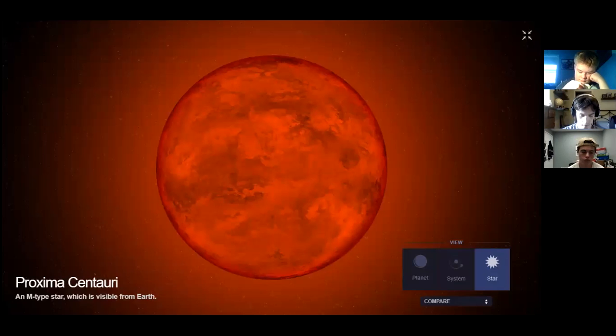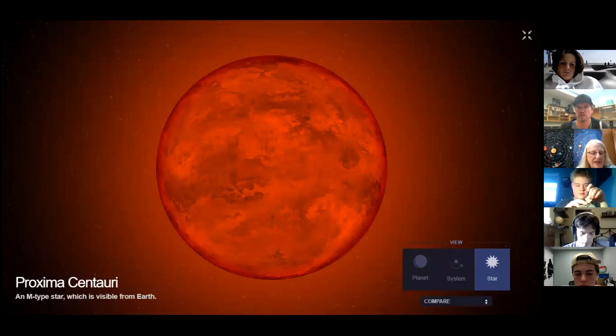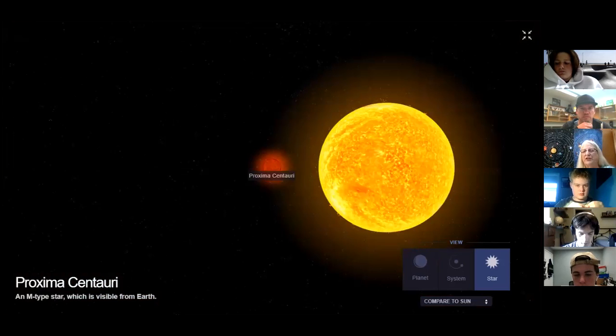So this is the star nearest to us, Proxima Centauri. It's about 4 light years away. The planet orbiting it was originally found in 2016 and has been confirmed this year. So here we see the star, and just compare that star to our sun. It's a much smaller star and a much cooler star.